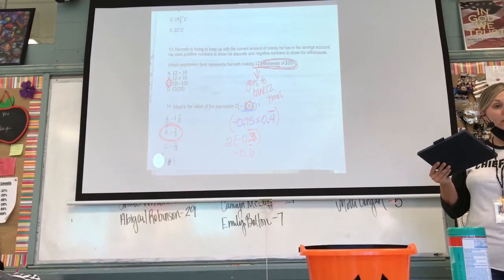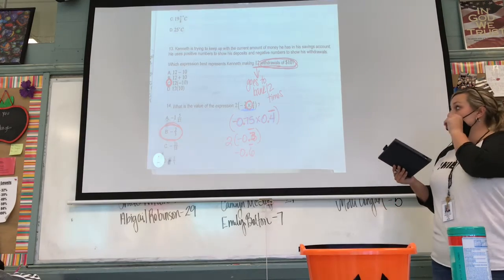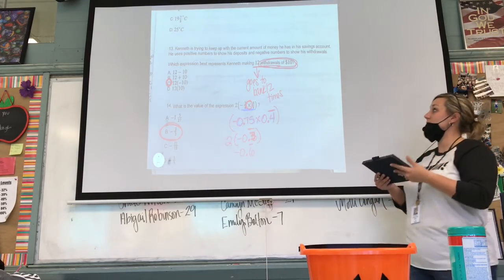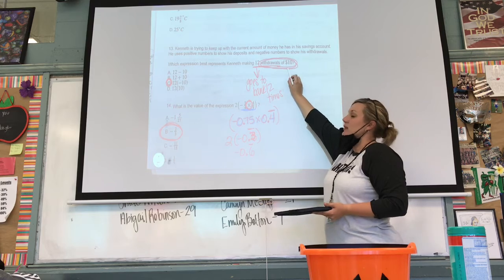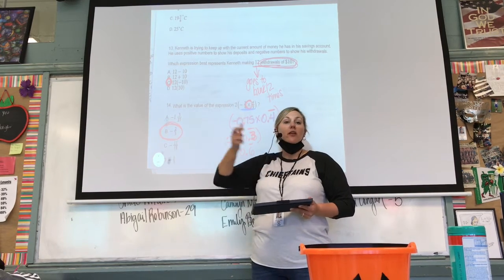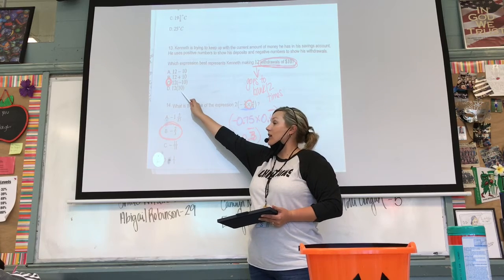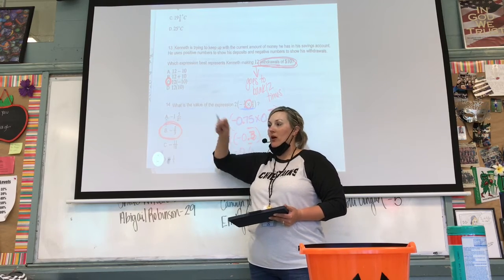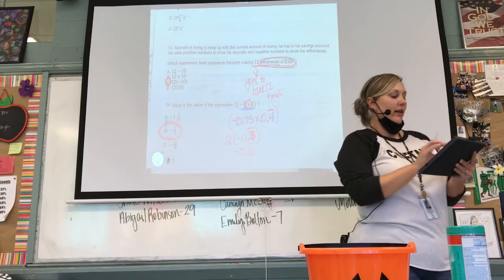Did you tell him why it wasn't? Yeah. He goes to the bank 12 times, and he takes out $10 every time to spend. So that's C. If he was putting the money in the bank, that 10 would be positive, but it's still a multiply problem. Are we good? Yep. All right, last one.